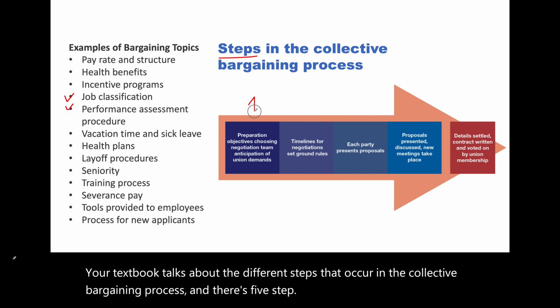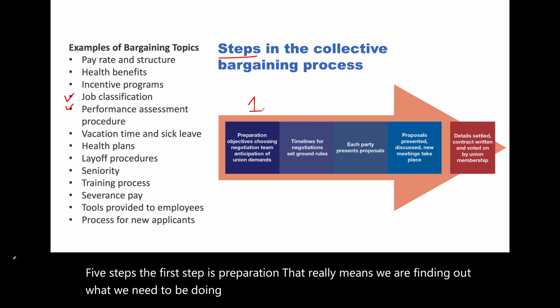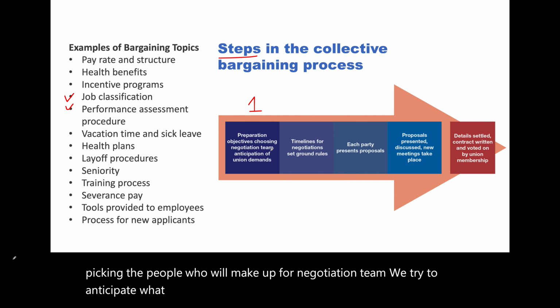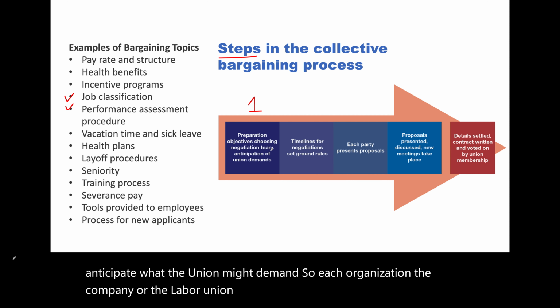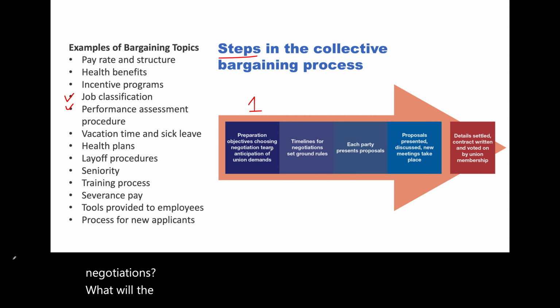The first step is preparation. That really means we are finding out what we need to be doing. We are preparing for the negotiation. We are picking the people who will make up our negotiation team. We try to anticipate what the union might demand. So each organization, the company or the labor union, will prepare. They will think about what are the things they want in that contract negotiation, who will do negotiations, what the timeline will look like, etc.